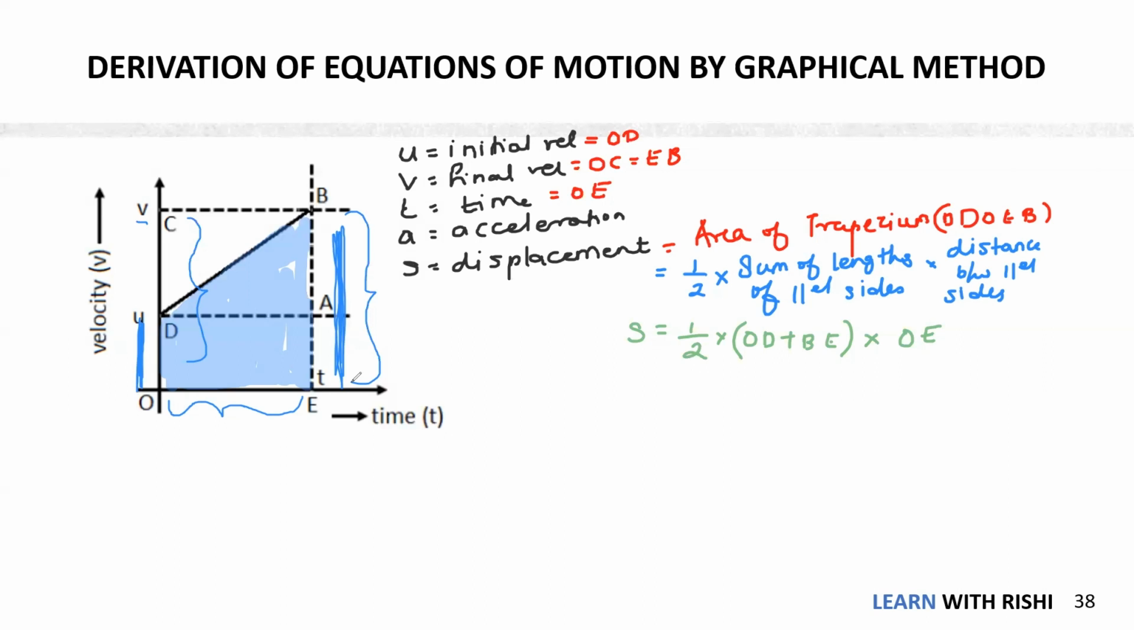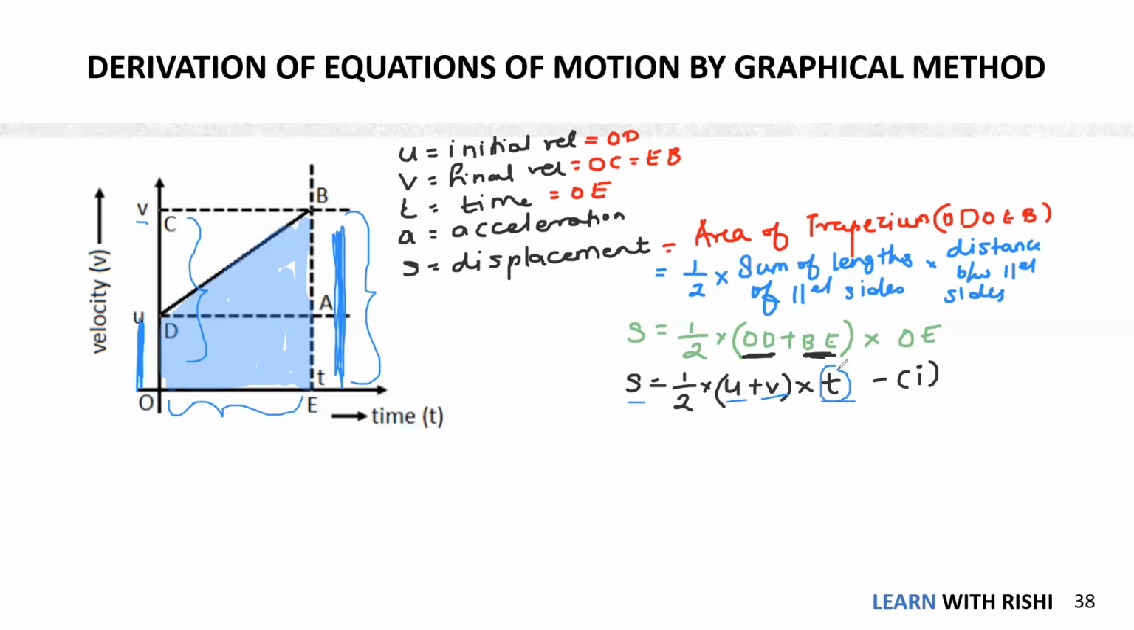So my next step becomes s is equal to half into, in place of OD, I will write u, plus, in place of BE, I will write v, into, in place of OE, I will write t. Now this is my equation 1. As you can see, equation 1 is a relationship between displacement, initial velocity, final velocity, and time. But as I said, in the third equation of motion, we don't have a factor of time. So we need to eliminate time with acceleration.